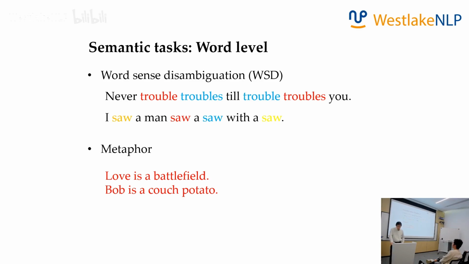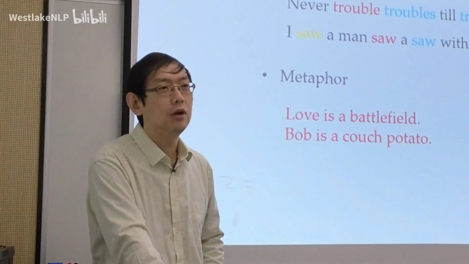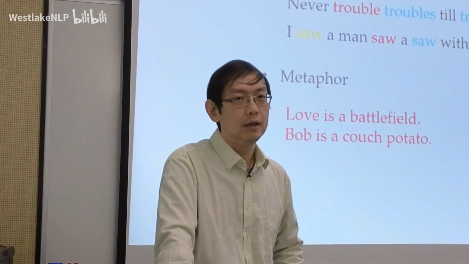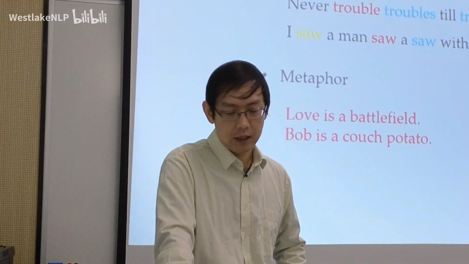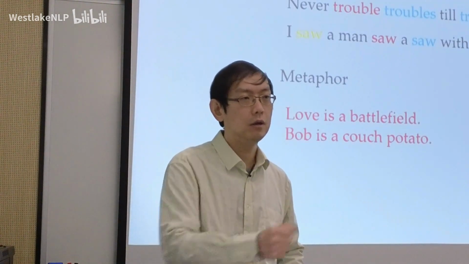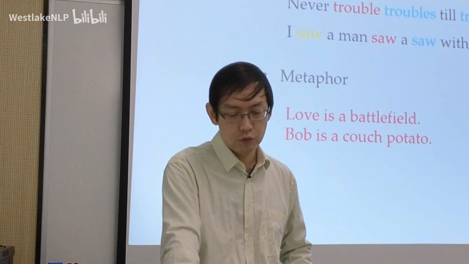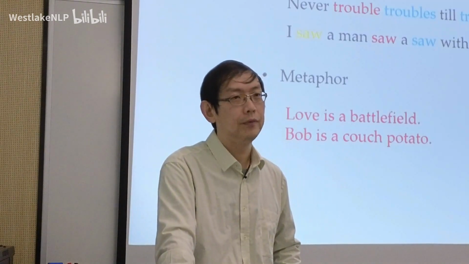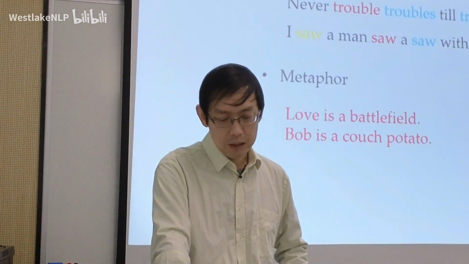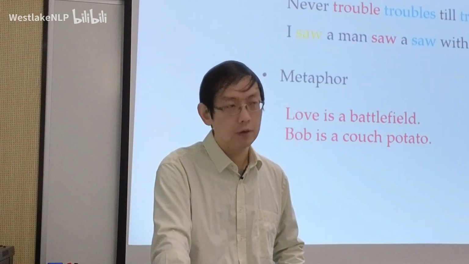Maybe the second sentence is more representative. I saw a man. Okay. Saw a saw with a saw. Okay. So the first saw was the past tense for see, right? So the next saw is saw, to cut something into parts, okay, to segment something using a saw. And the third saw was the tool, saw, okay? All right, the fourth was also the tool. So you need to tell the meaning of each word. So this is word sense disambiguation.